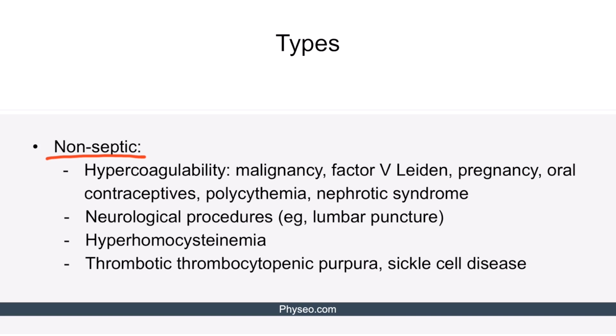High homocysteine levels can induce cerebral venous thrombosis because homocysteine alters the endothelial surface, resulting in excessive platelet aggregation. Thrombotic thrombocytopenic purpura causes platelet thrombi that occlude cerebral veins. Finally, sickle cell disease induces red blood cell sickling in low oxygen environments such as venous blood. Sickled red blood cells might occlude dural sinuses or cerebral veins.